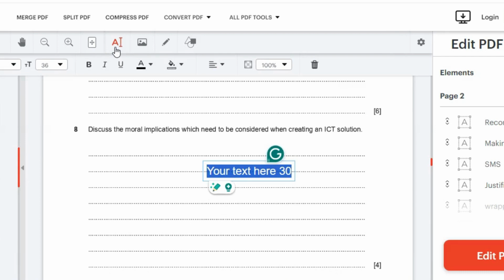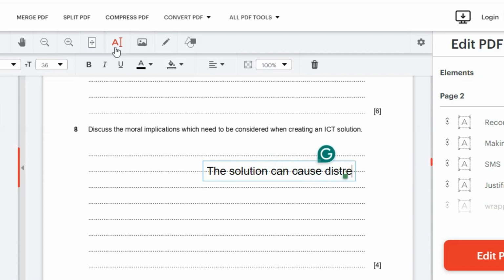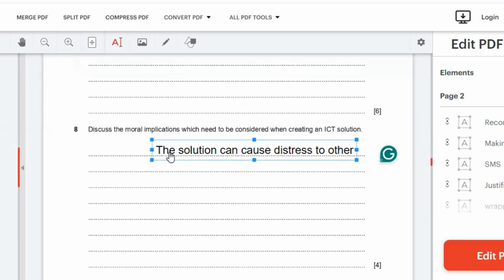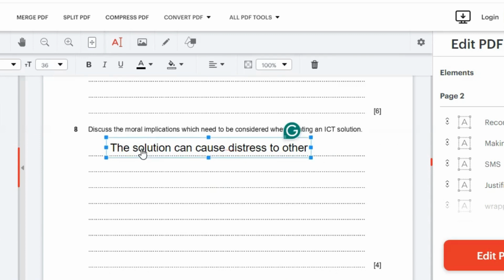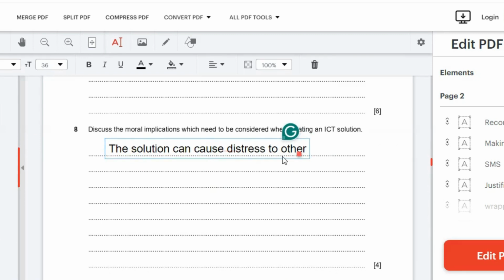All right, one, the ICT solution can cause distress to others or be offensive. So you make sure that whatever you want to do will not cause distress to others. That's one of the moral implications that needs to be considered.